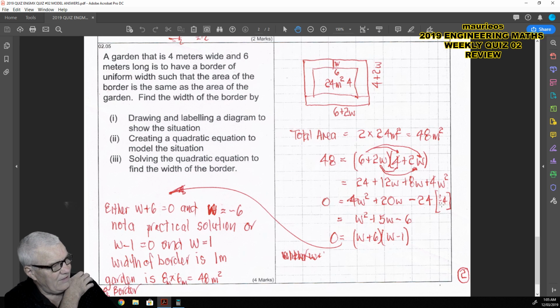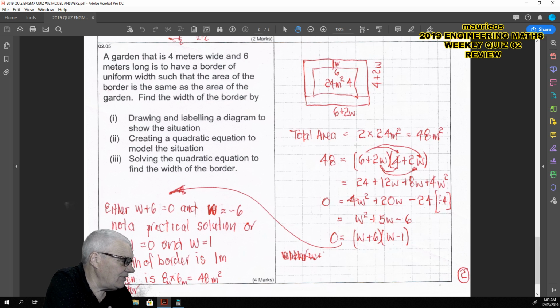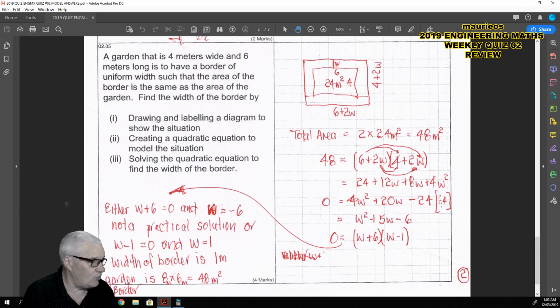But hang on, even I can see that everything there is divisible by 4. We've got 4, 20 and 24. 4 is a factor of all of them. And well, if we divide 0 by 4, that's not a problem. So as long as we do it to everything in the equation, we get 4w squared divided by 4 is w squared, plus 20w divided by 4 is 5w, minus 24 divided by 4 is 6. And we get a nice little quadratic there. w squared plus 5w minus 6 equals 0.